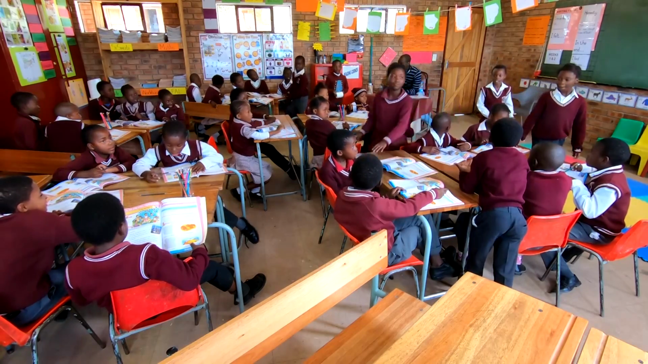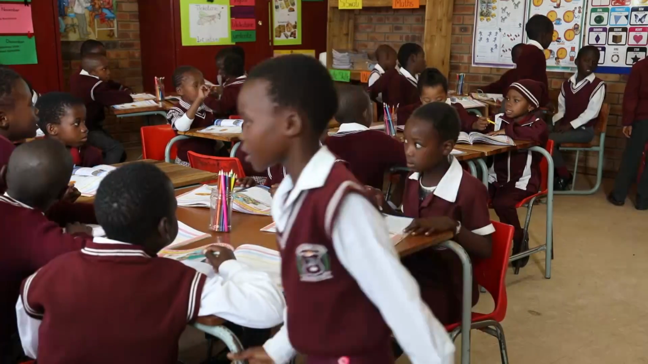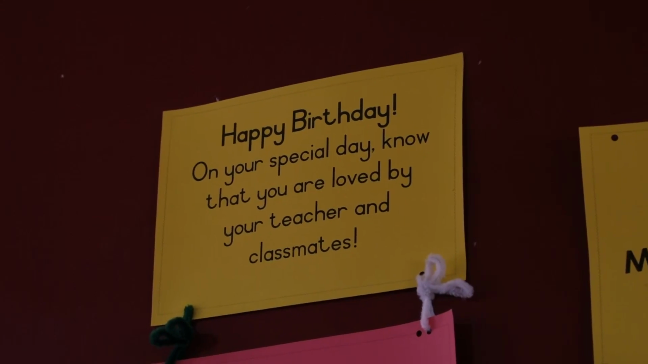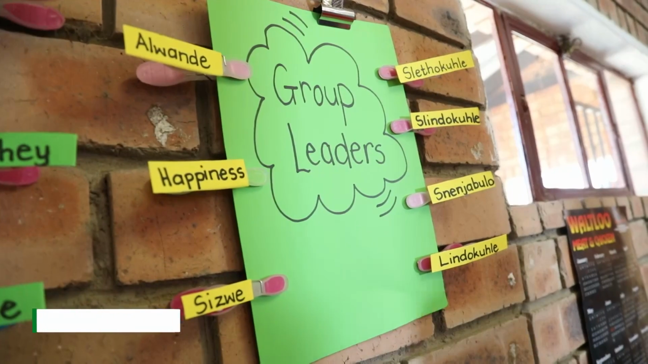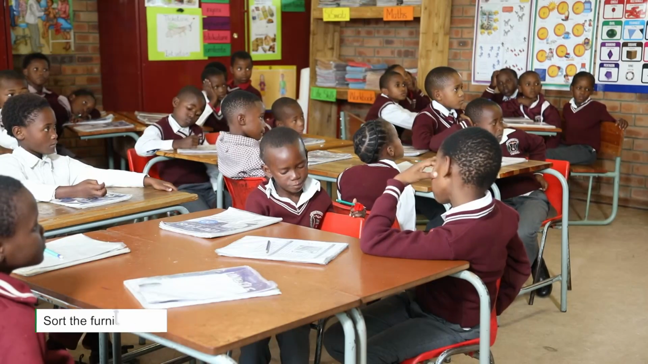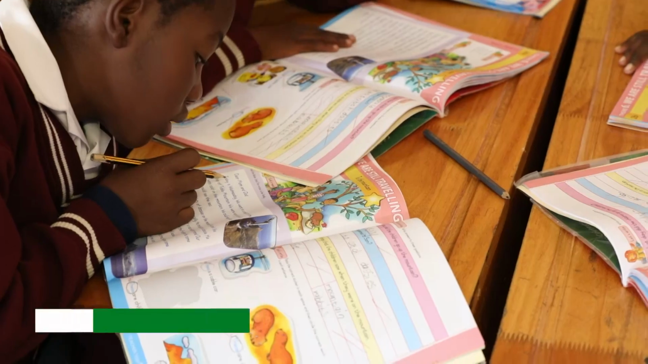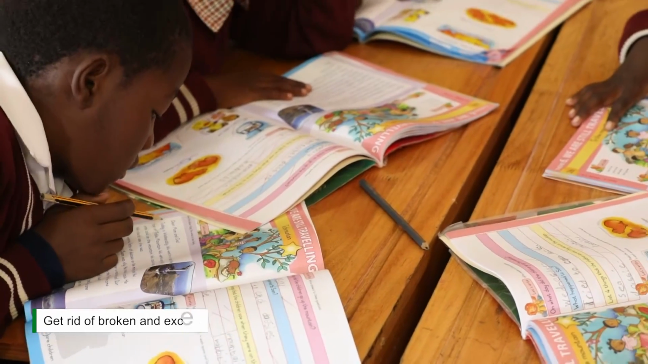A clean, organized classroom is the first step towards creating an effective learning environment. It also shows care and respect for the learners and yourself. Get started by doing the following. Sort the furniture. Make sure there is a table and chair for each learner. Get rid of broken and excess items. Clear the space in the classroom.